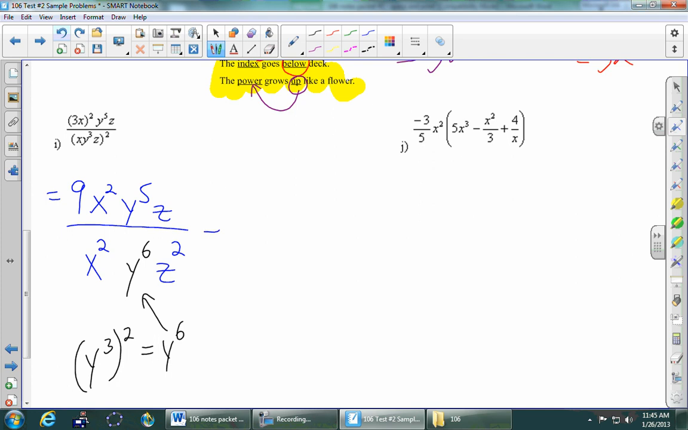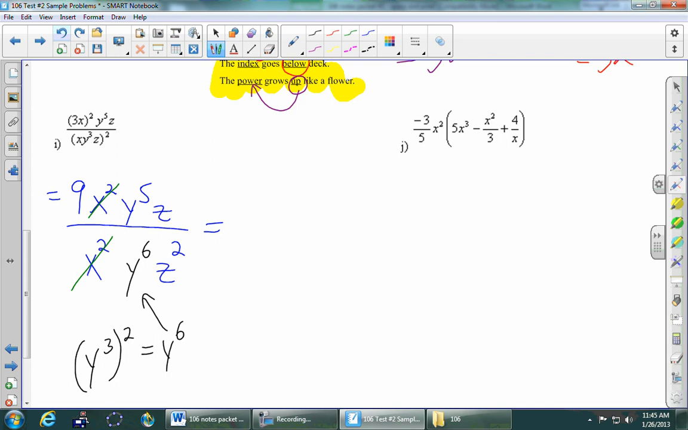Okay, so we're going to look around and cancel. So let's go ahead and start crossing things off. I've got x squared upstairs, x squared downstairs. In terms of the y's, I have y to the 5th upstairs and y to the 6th downstairs. So when I cancel, how many are left over?